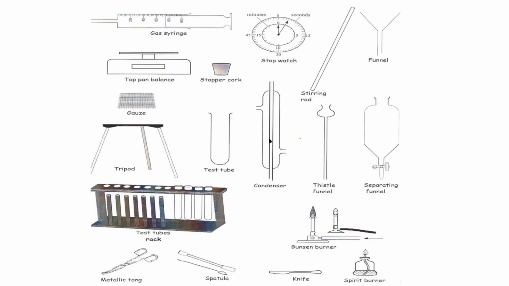This part is actually related to the apparatus. So you have to memorize the names of this apparatus, because in the exam, in paper 6 alternative to practical, the first question most of the time is to label the apparatus. So this gas syringe, a stopwatch, stopper, top pan balance, a wire gauze, tripod, test tube rack, metallic tongs, spatula, knife, spirit burner, Bunsen burner, separating funnel, thistle funnel, condenser, test tube.